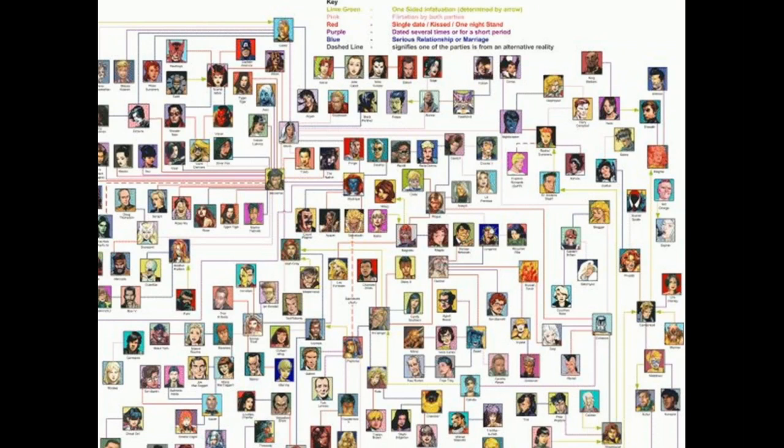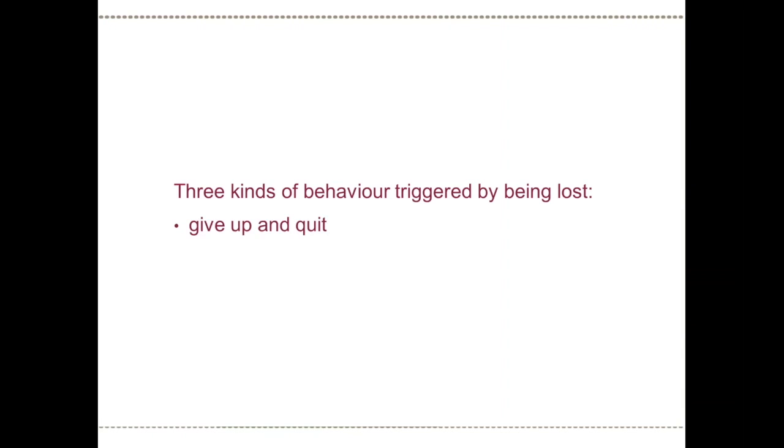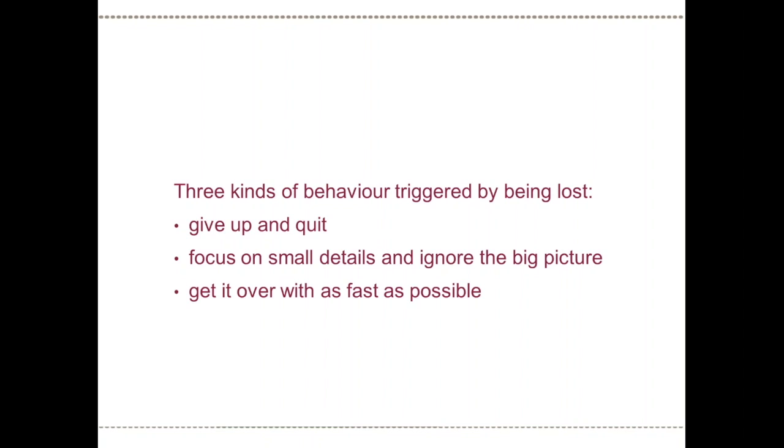And if we are confronted with a decision tree as complex as PragMagic, we still want to give the user a sense of control, a sense of where he is, where he's going, and he's not allowed to feel lost through our design. Because being lost usually leads to three kinds of behavior. First one is to give up and quit. Second one is to focus on very small details and ignore the big picture. And the third one is to get it over with as fast as possible.